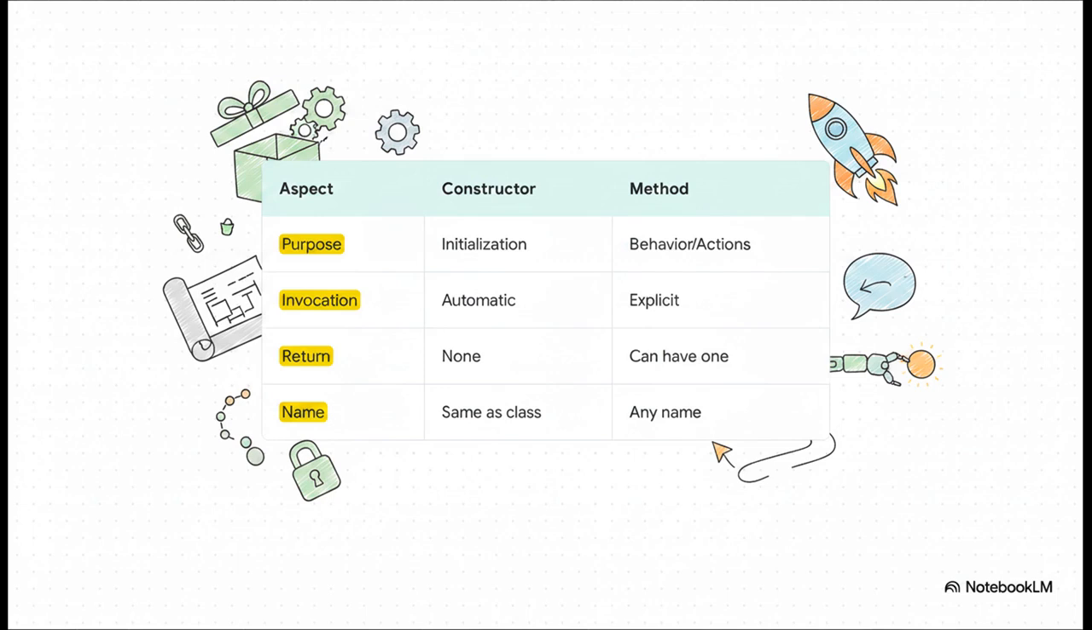It's all about purpose. The constructor's only job is to build the house, to initialize a new object and get it into a valid state. It runs automatically when you use the new keyword. A method, on the other hand, is what you do inside the house. It defines the object's behaviors and actions, and you have to call it explicitly.